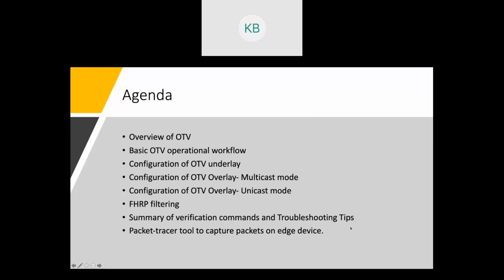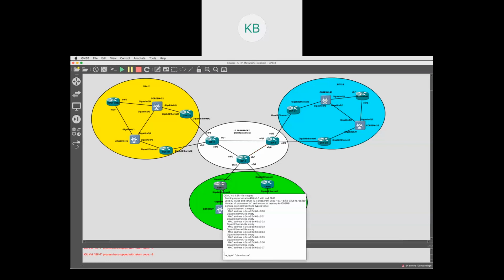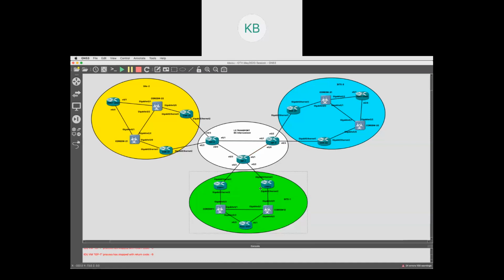I have a GNS topology which we are going to work on here. If you look at this topology, these three zones, the green, blue, and yellow, are representing three different OTV sites of the same customer. These devices that are in the edge are the OTV edge devices we talked about yesterday. CSR 11 and CSR 12 represent the two edge devices of site 1. Similarly, CSR 21 and CSR 22 for site 2, and CSR 31 and CSR 32 for site 3.